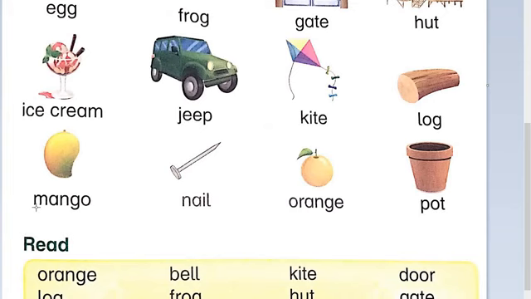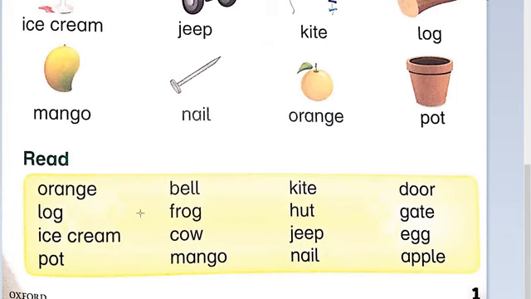What is this? It is a nail. ये एक कील है. What is this? It is an orange. ये एक माल्टा है. What is this? It is a pot. ये एक गुलदान है.